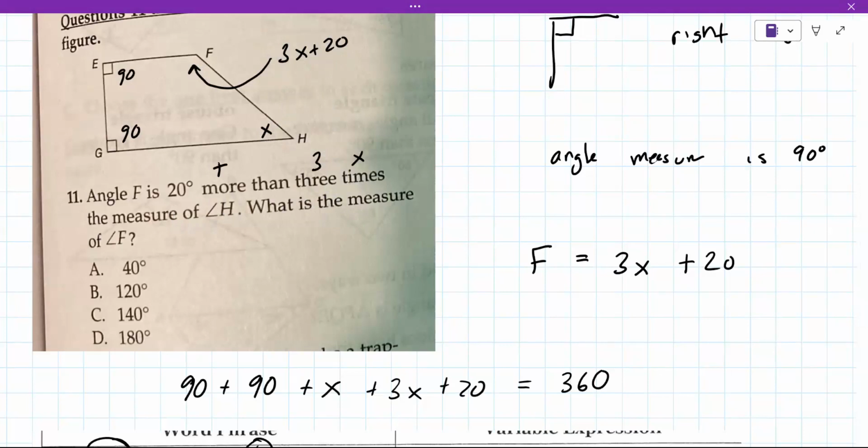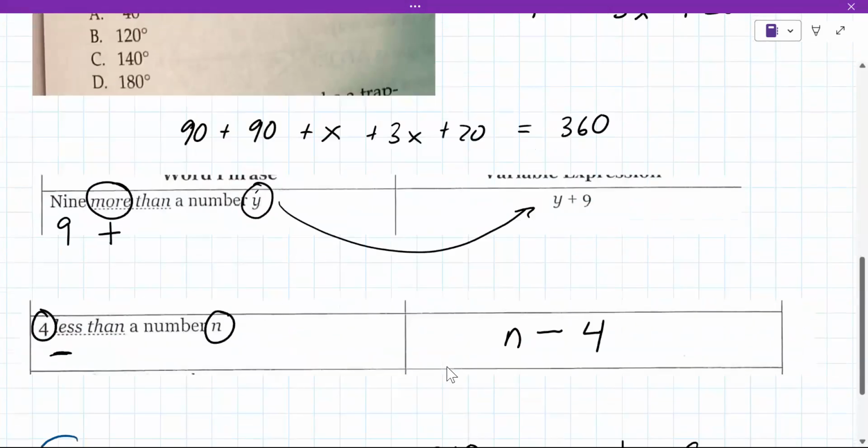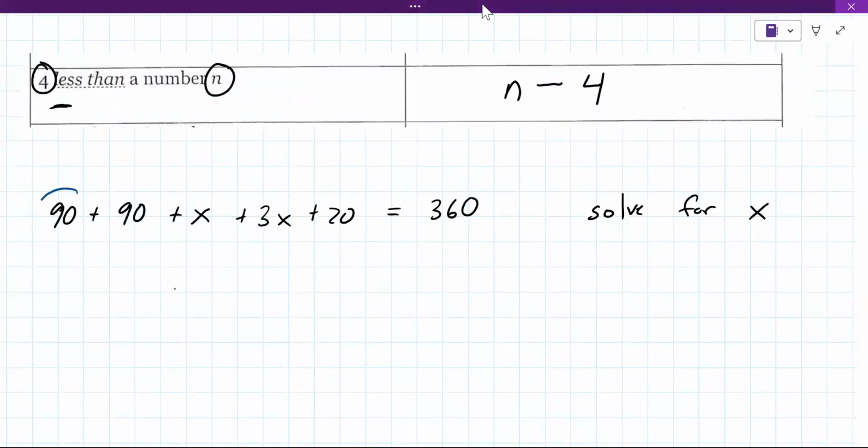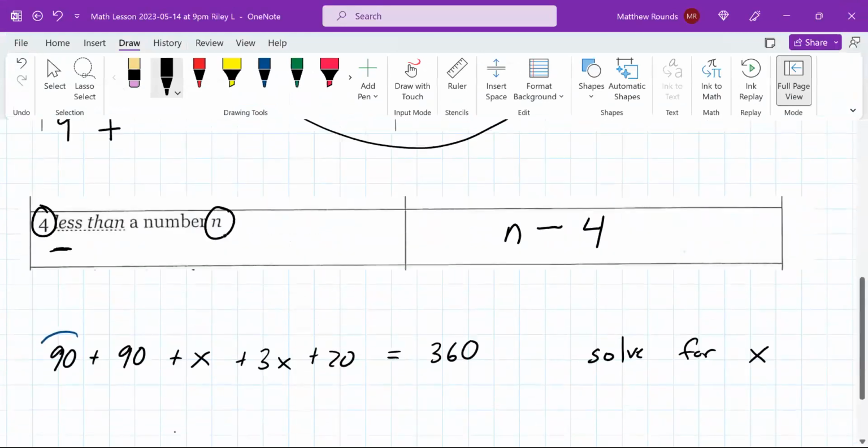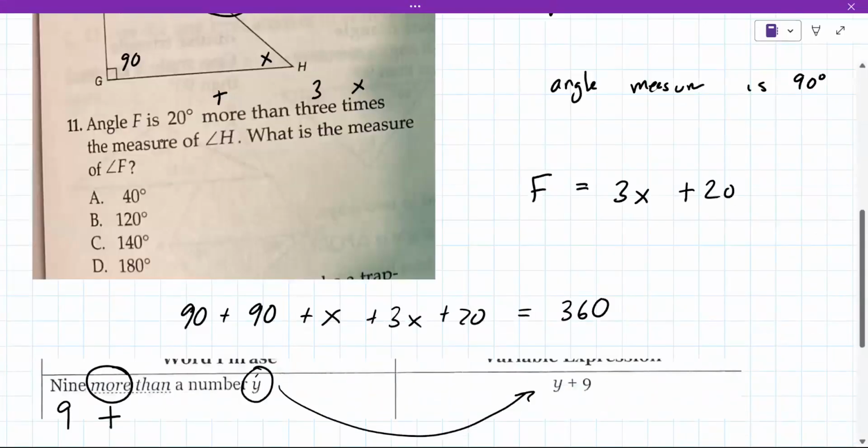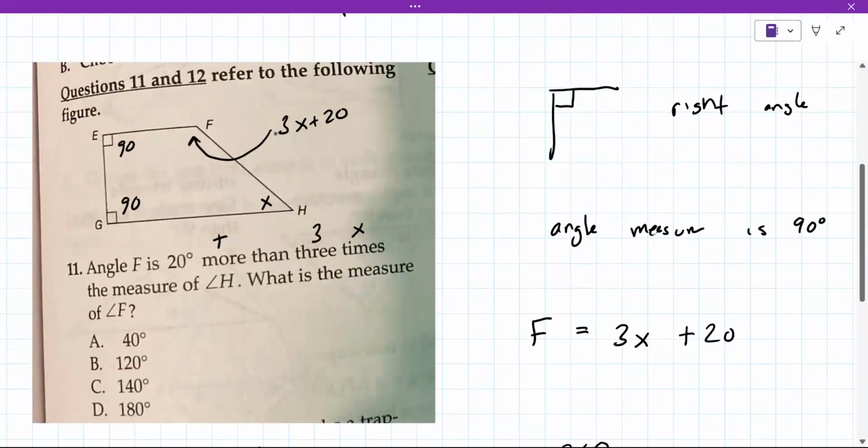I thought that was part of angle F. Like you would find out what angle H is and then times it by 3 and then add 20 to it. Right. But don't we know that the other angle is 20? It's not 20. The whole angle is 3x plus 20. And we don't know the other angle. That's why we're calling it x.